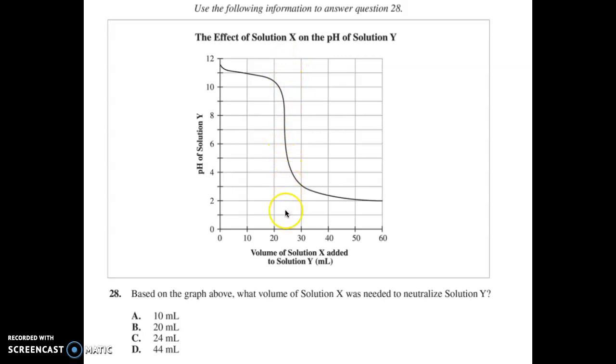So if we draw an imaginary line or use a ruler to find out what the volume of solution is here, we'll see that it's 24. 20 is still at 10, still basic. Or what's that, 10, definitely still basic. And 44 is an acid at this point. So that's not those ones.